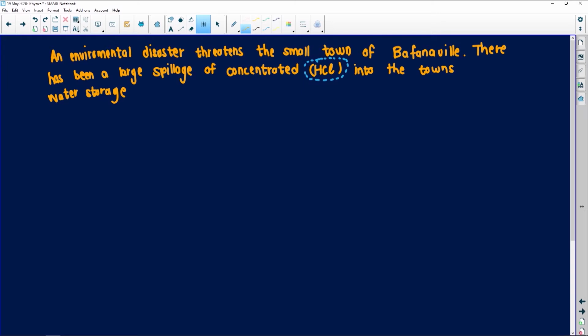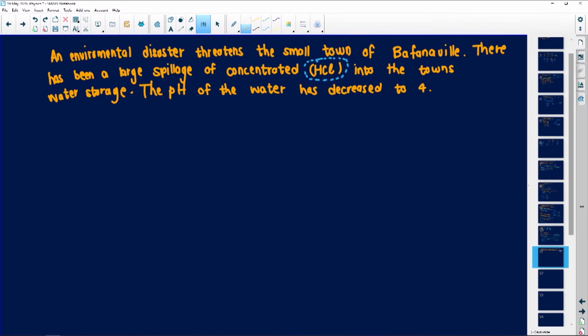Oh, and no, I didn't write the whole question. In the town's storage dam, the final sentence: the pH, and already if you see pH, you think of H3O+. The pH of the water has decreased to 4. Now, I want us to actually elaborate on this.